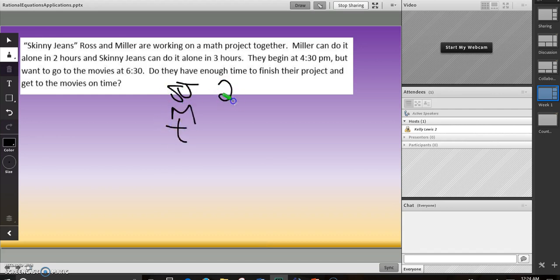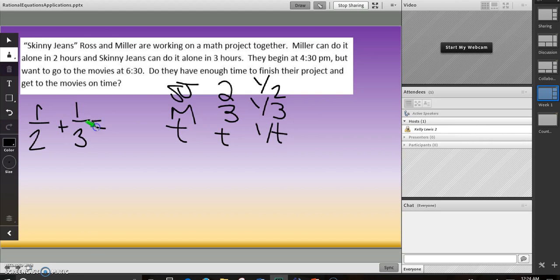All right, Skinny Jeans and Miller together. Miller takes 2 hours, Skinny Jeans takes 3 hours, and then together, 1 over t. So 1/2 plus 1/3 equals 1 over t. 2 times 3 times t is 6t. So everything needs to be 6t.